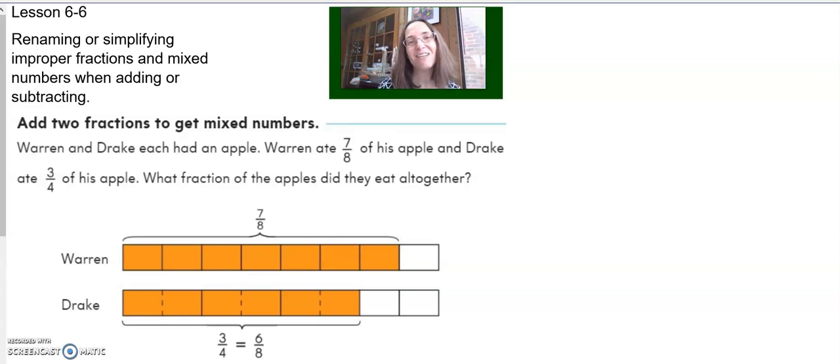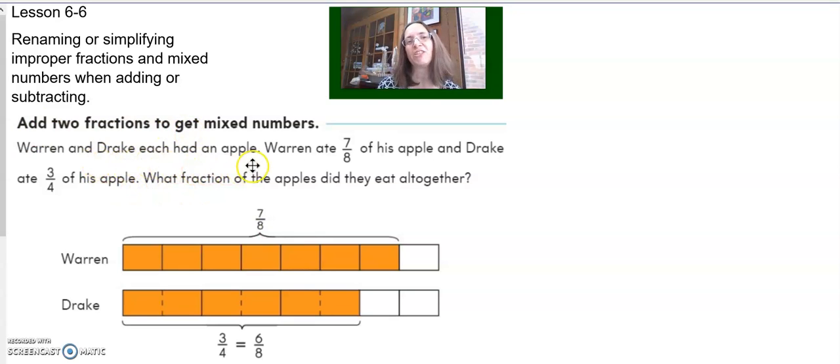In our last lesson, we talked about going back and forth between improper fractions and mixed numbers. They're kind of the same thing. They're both greater than 1. Sometimes the whole thing is put together as a whole thing, and sometimes those whole things are broken into lots of pieces. And one of the places we use this is when we're adding and subtracting fractions. On this page, we're going to add 2 fractions, and we're going to get a mixed number.